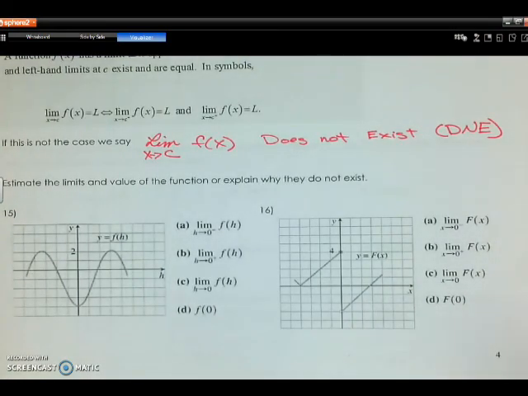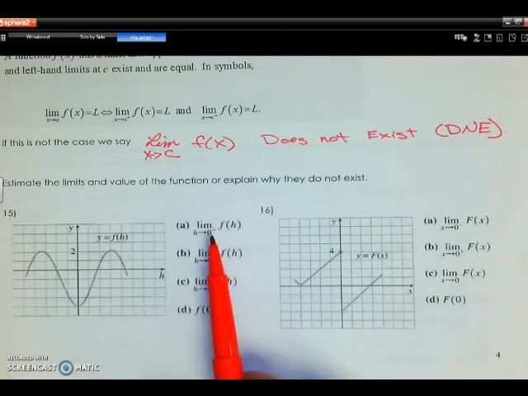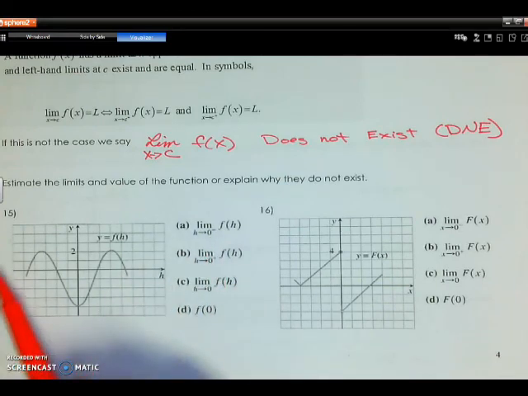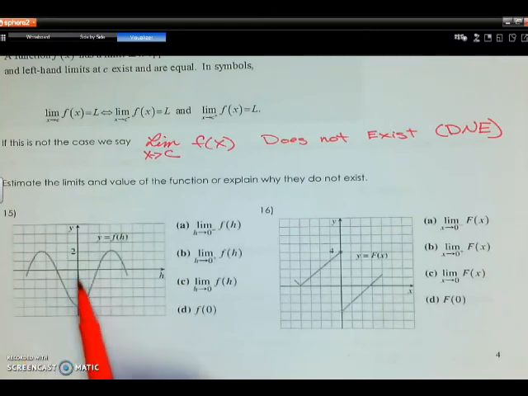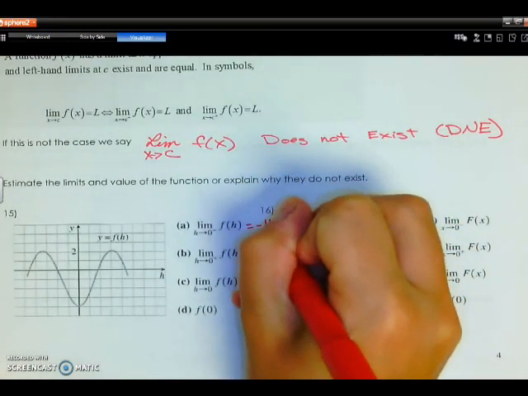Okay, so given this graph here, it says the limit as h approaches 0 from the left. So that little negative there indicates we're coming from the left side. So that means you're moving to the right, but you're coming from the left. And the h value here is 0. So if you're approaching 0 from the left, you're approaching this value down here, which it looks to me is about -4. So we say that that equals -4.